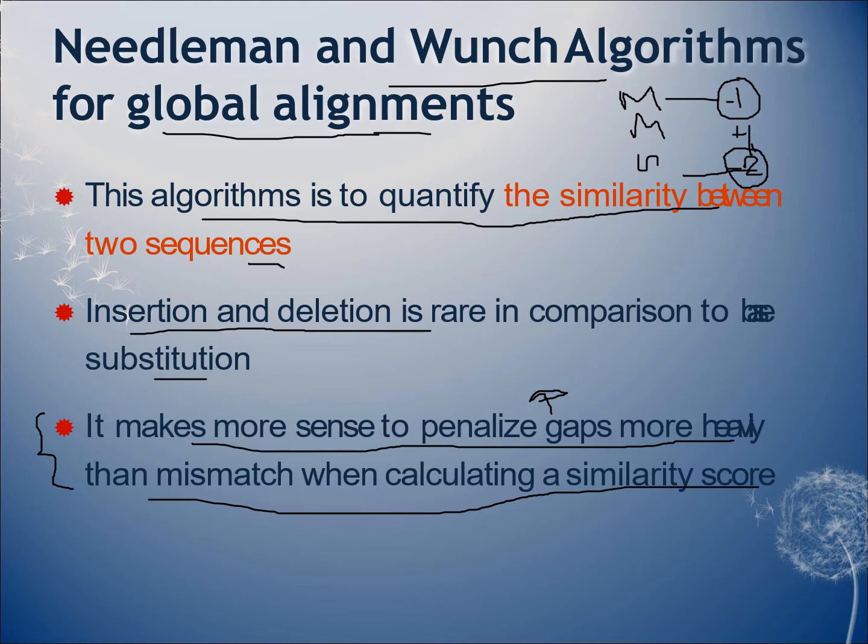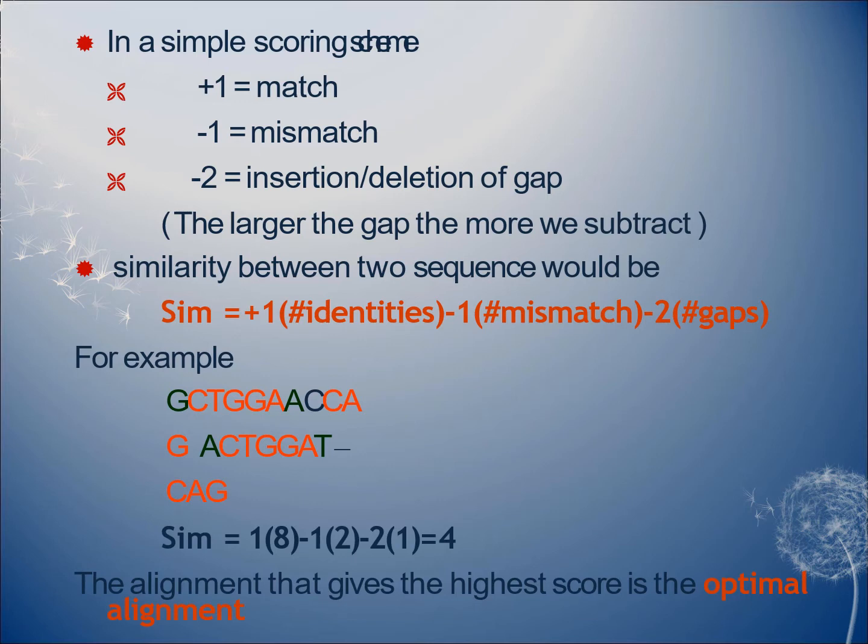Moving on, let's take an arbitrary example: a match is +1, a mismatch is -1, and a gap is -2, as I previously mentioned. The larger the gap, the more we have to subtract. It is basic, as you can understand. Talking about similarity between the two sequences, let's take an example straight away.